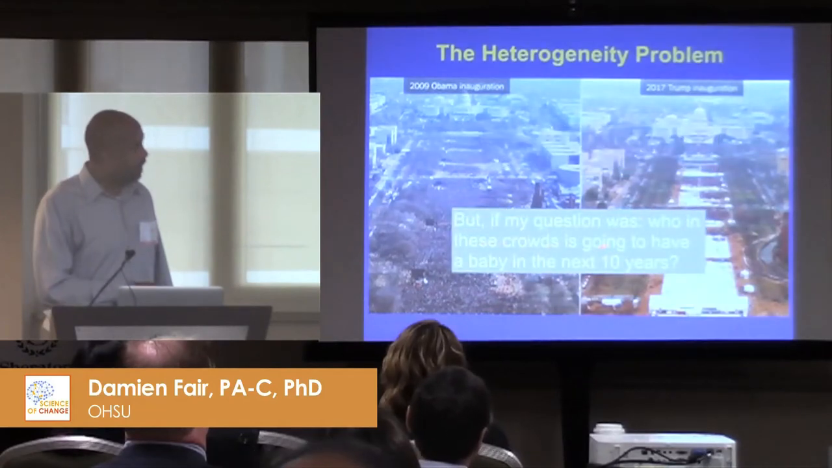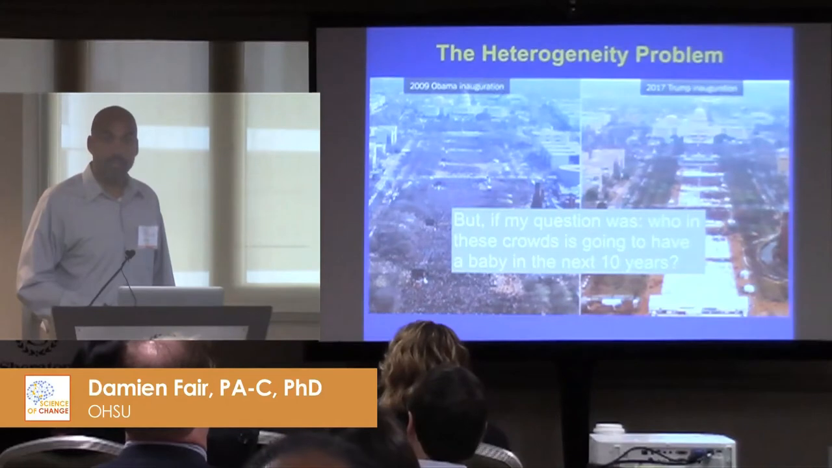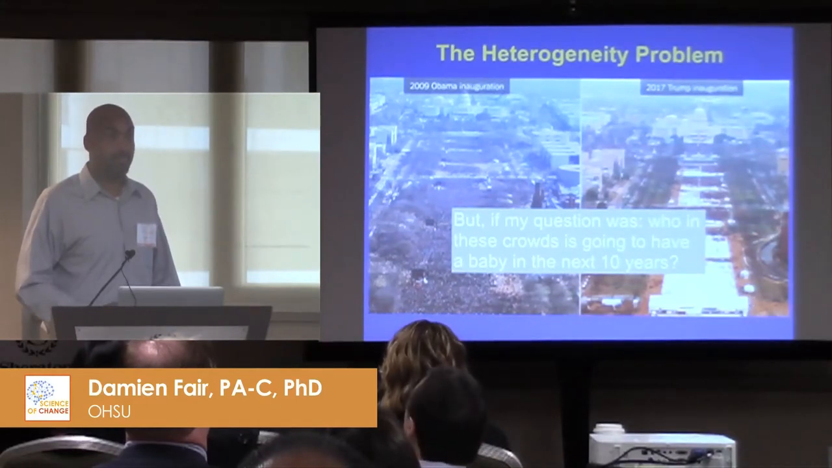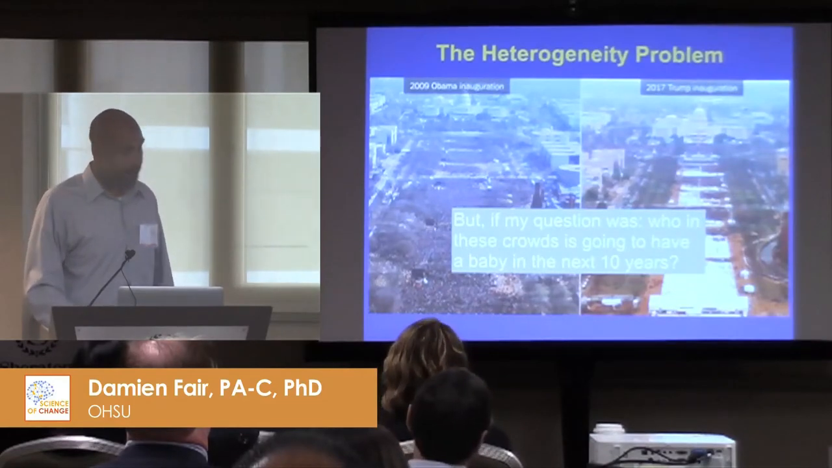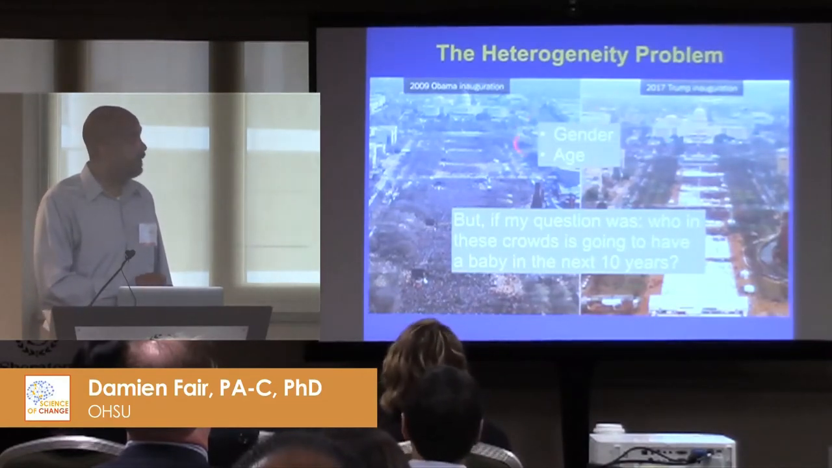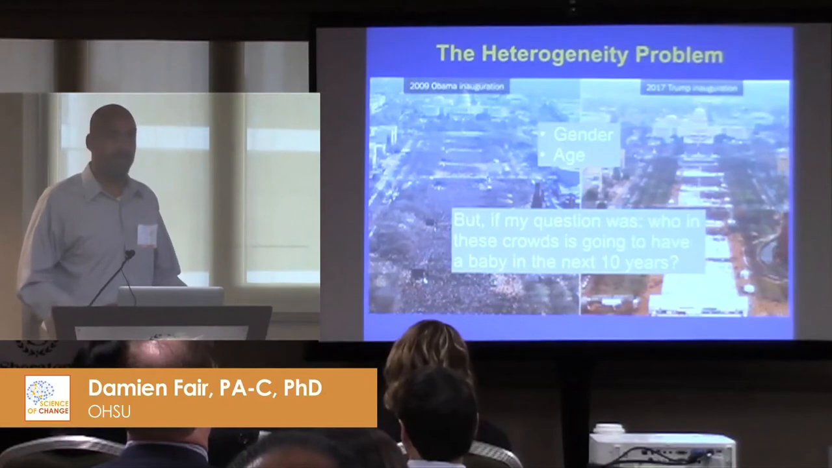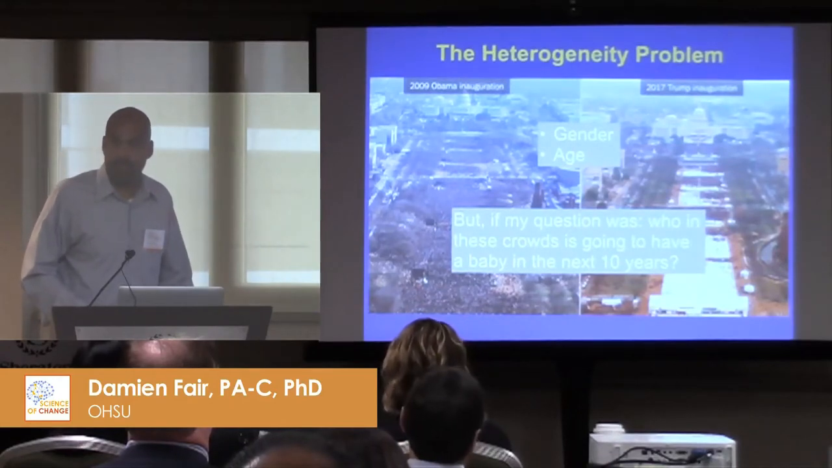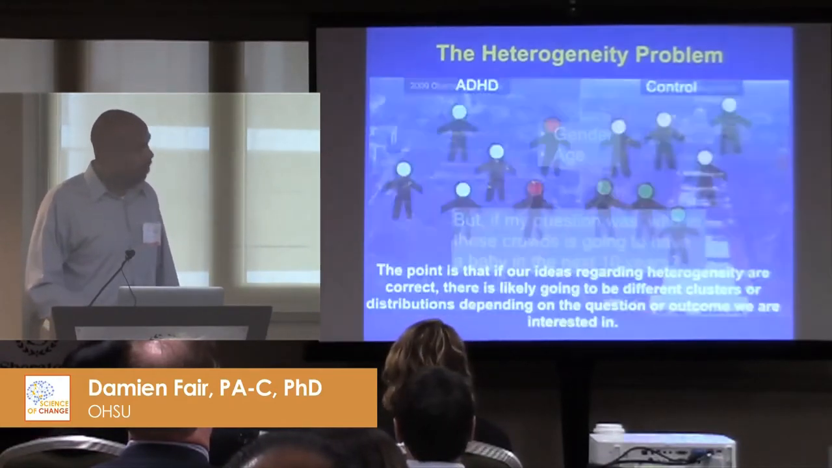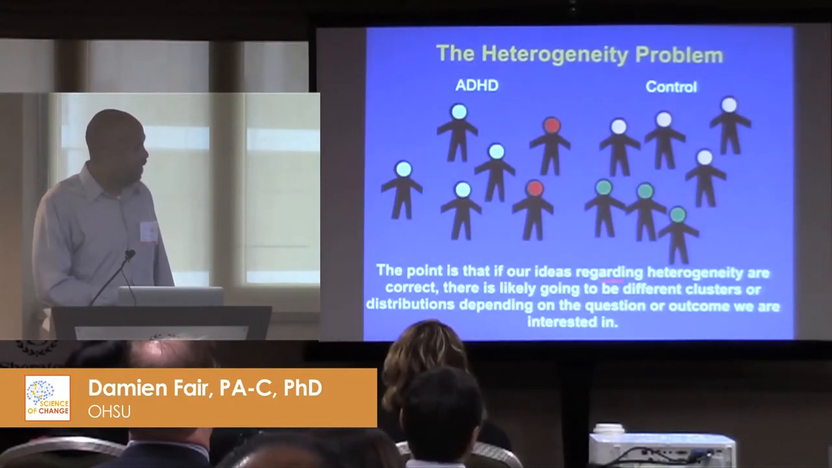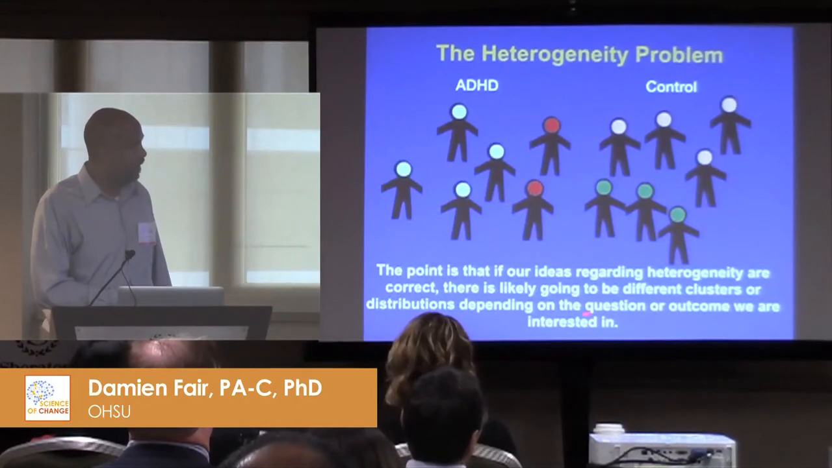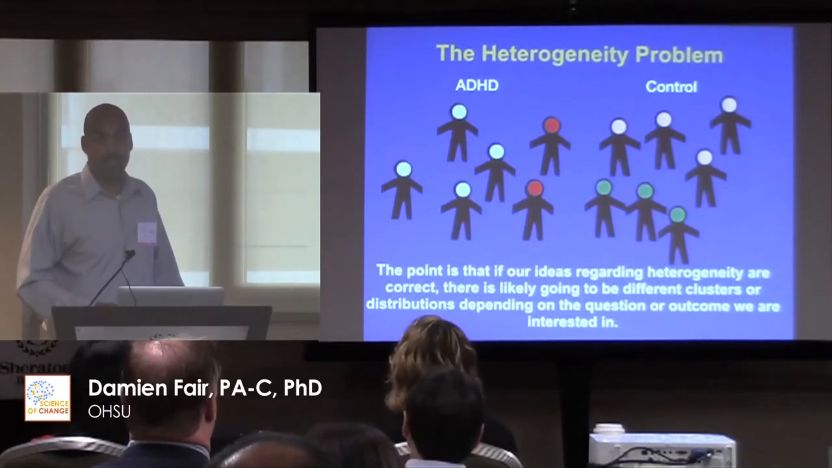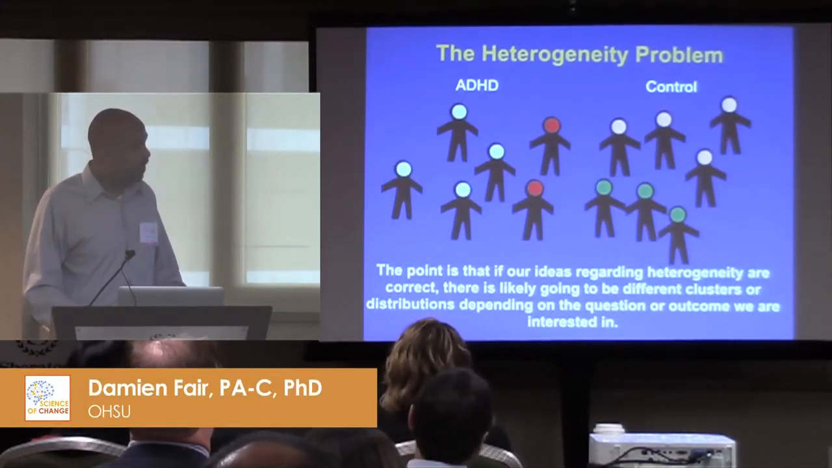But if my question was, who in these crowds is going to have a baby in the next 10 years, then those groups, even though they're valid, are not going to be very informative, right? I probably need to include some other features like age and gender to get a relatively good prediction about that particular question, okay? So the point is that if our ideas regarding heterogeneity are correct, there are likely going to be different clusters or different distributions depending on the questions or outcome we're interested in. And that's something we've been thinking about quite heavily.